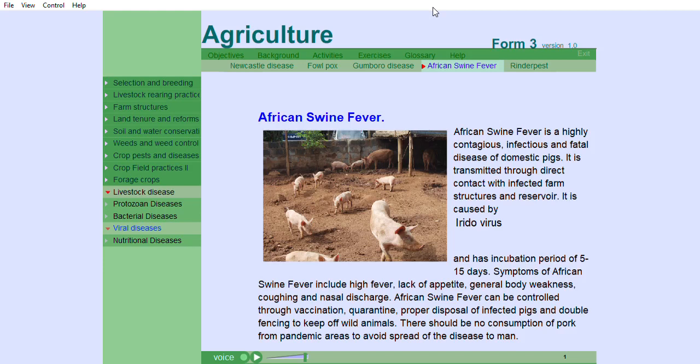Symptoms of African swine fever include high fever, lack of appetite, general body weakness, coughing, and nasal discharge. African swine fever can be controlled through vaccination, quarantine, proper disposal of infected pigs, and double fencing to keep off wild animals. There should be no consumption of pork from pandemic areas to avoid spread of the disease to man.